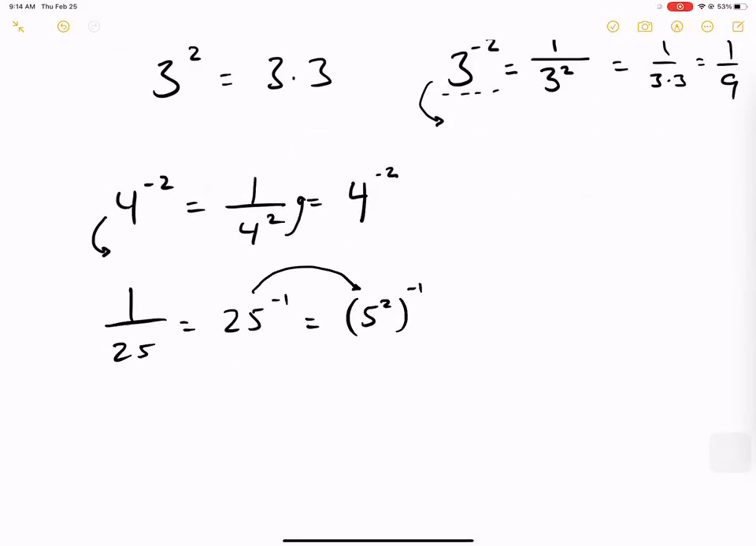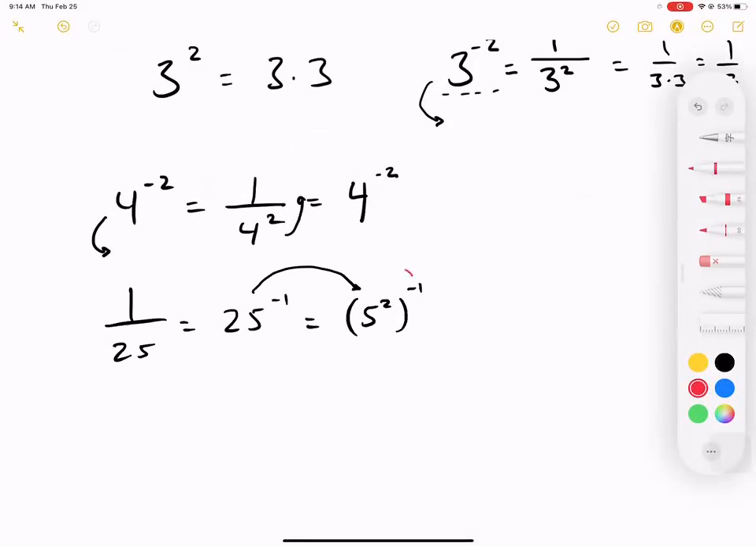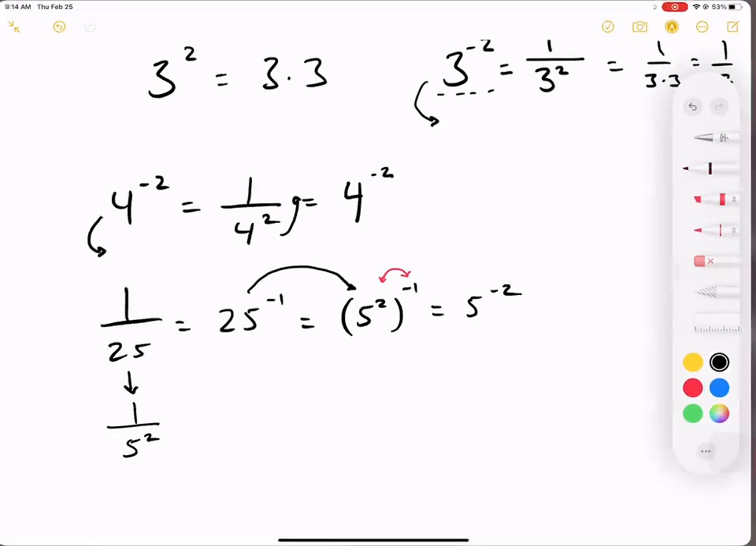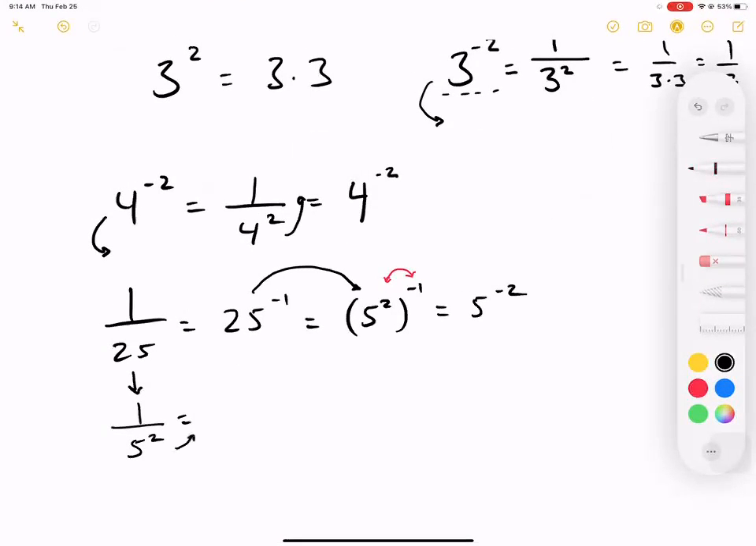And this is a reminder, what do we do with power of powers? Do we add or multiply these numbers together? We're going to multiply them. So 2 times negative 1 is negative 2. Now let's see, couldn't I have gone the same way by saying 25 is 5 squared? And if we don't want to write on the denominator, we can always write on top. Get to the top, negative 2. You don't belong here. You don't belong on this side of the street.